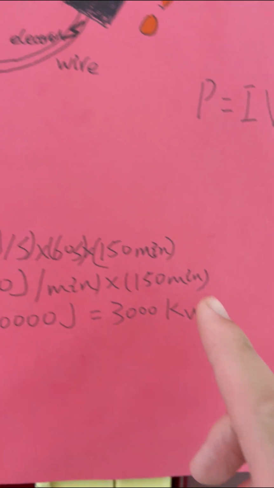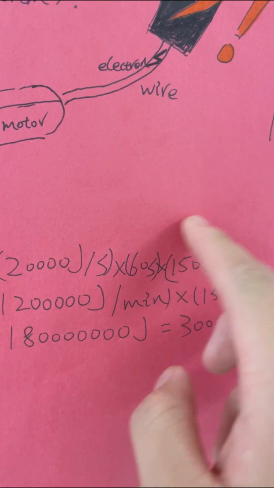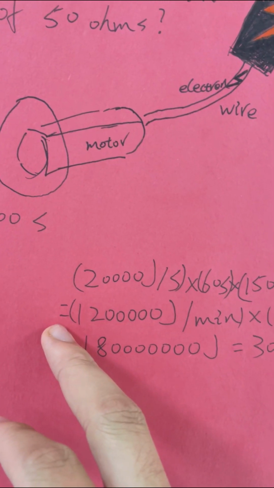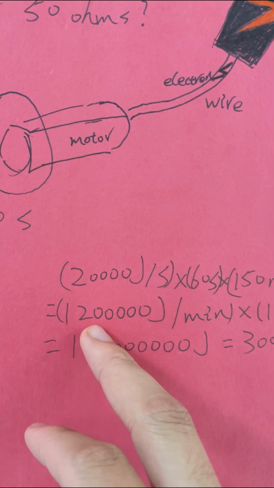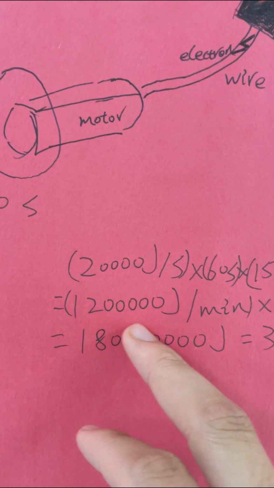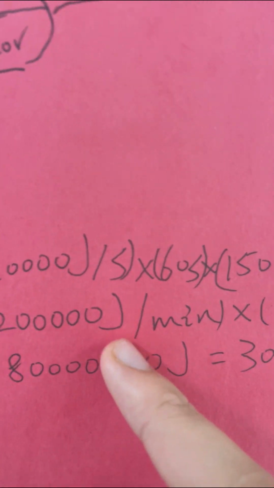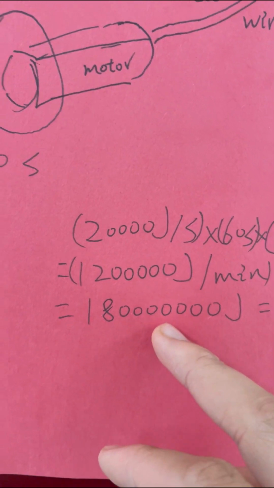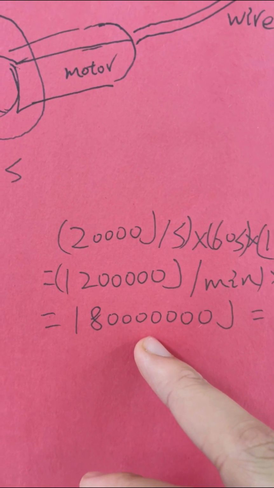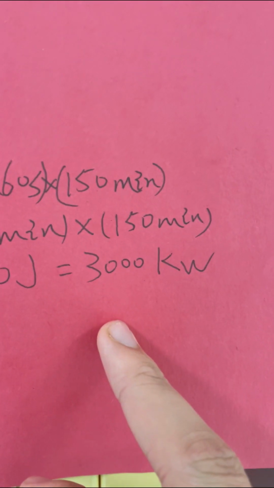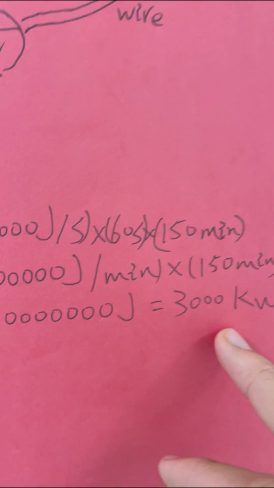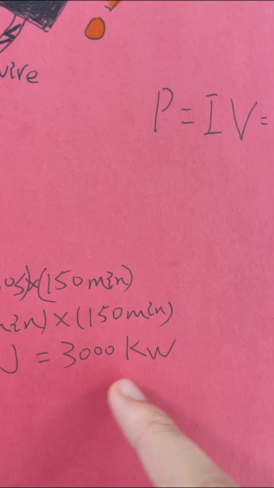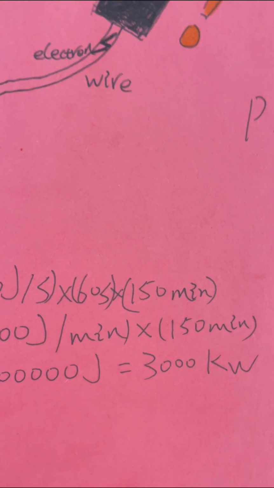Then we can jump to another step, which is the total time. From 1 minute we can produce about 1,200,000 joules. Then we multiply by 150 minutes. That means we get 180 million joules, which equals 3,000 kilowatts. And that's our answer. The Formula One hybrid unit engines can produce 3,000 kilowatts of power, how powerful that is.